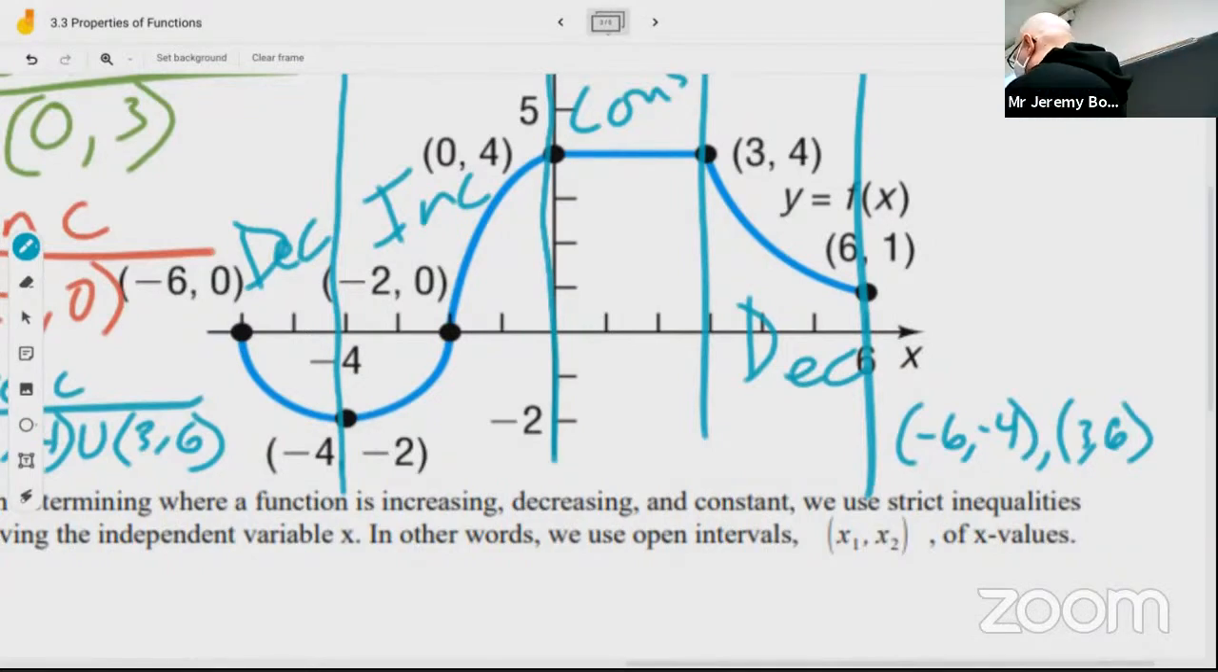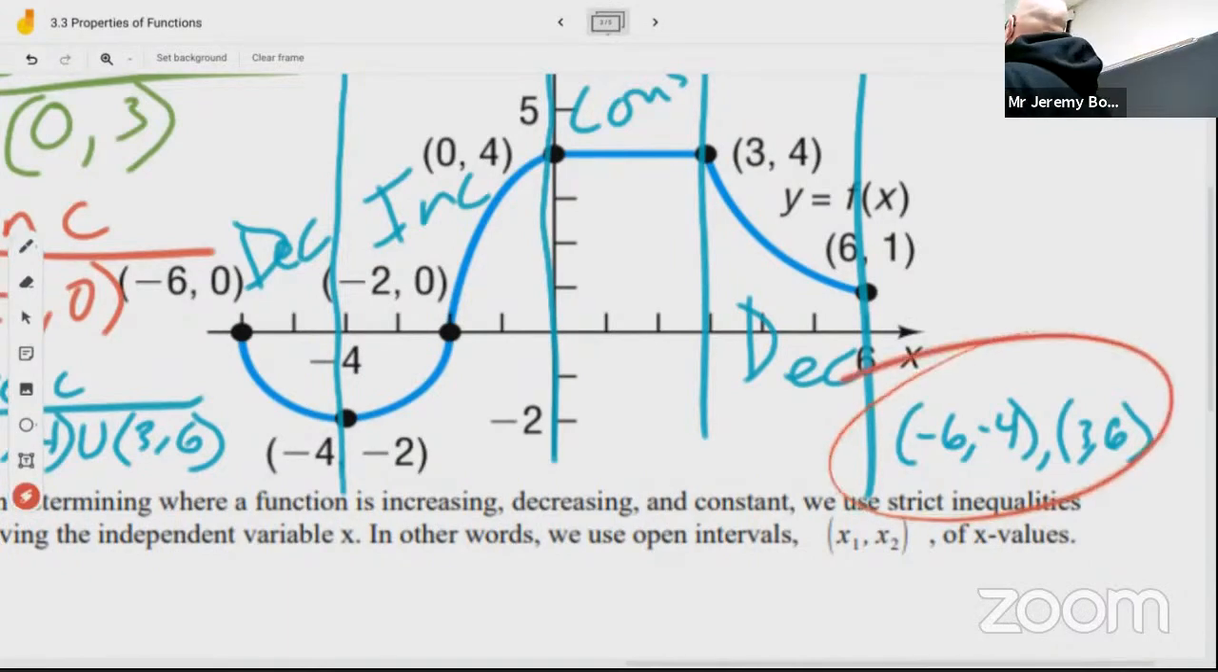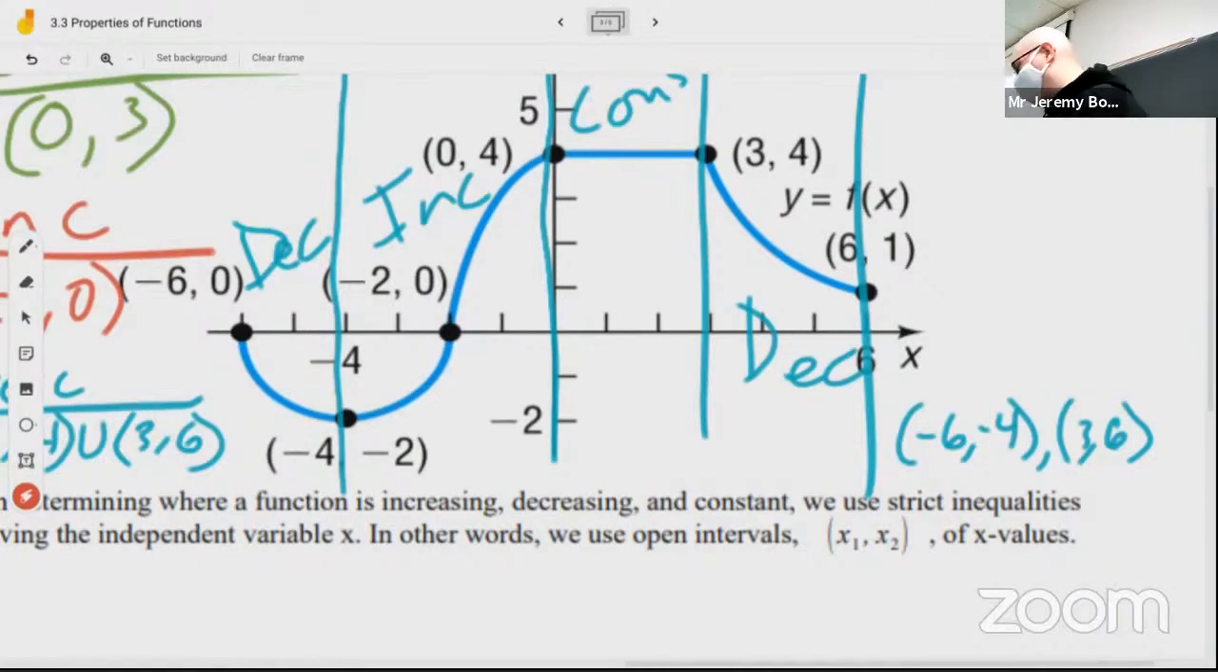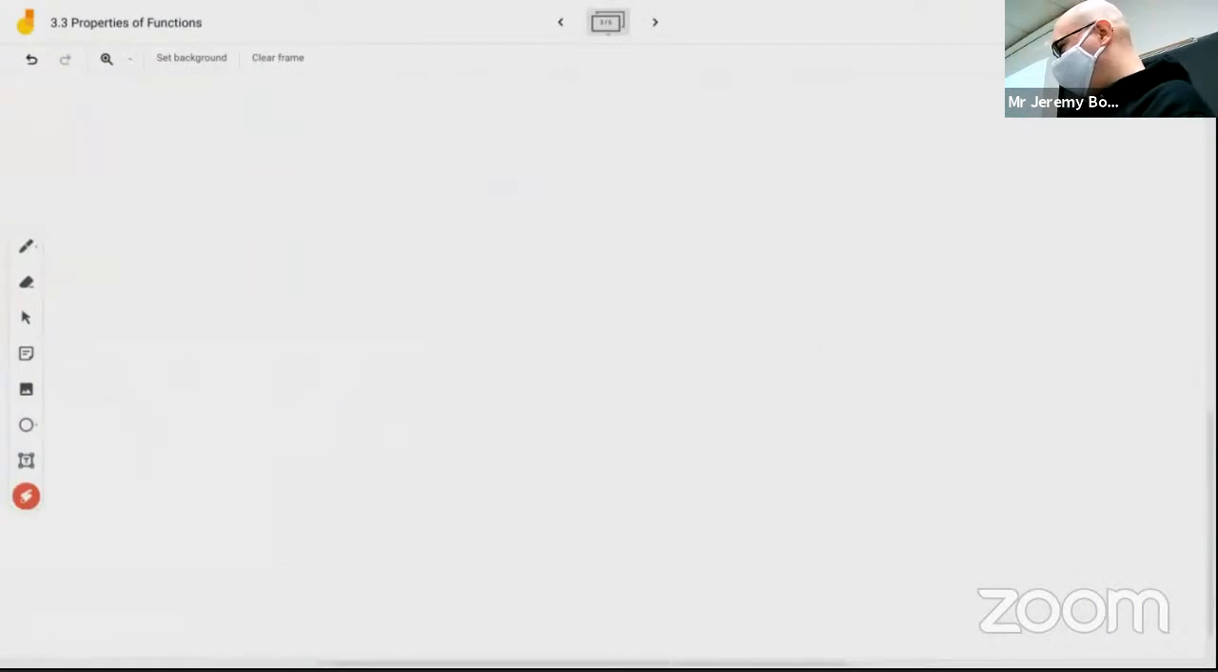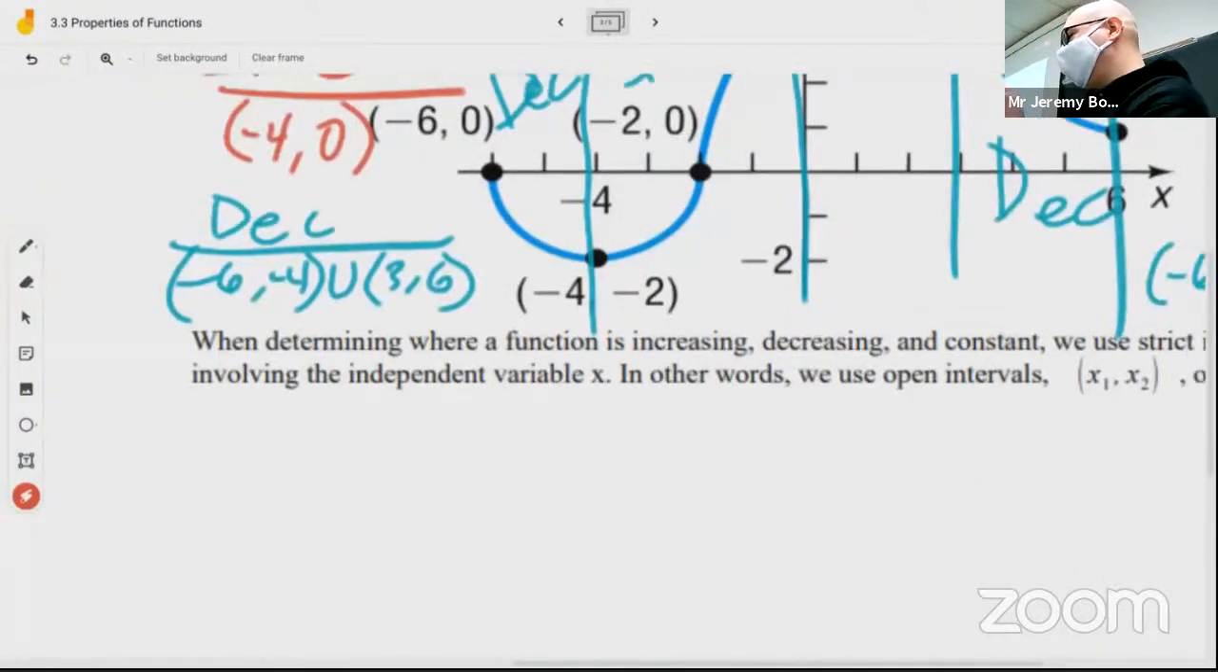I feel like I've seen this before. Any questions on that? All right. What are we? Oh, technical definitions next. Yep.